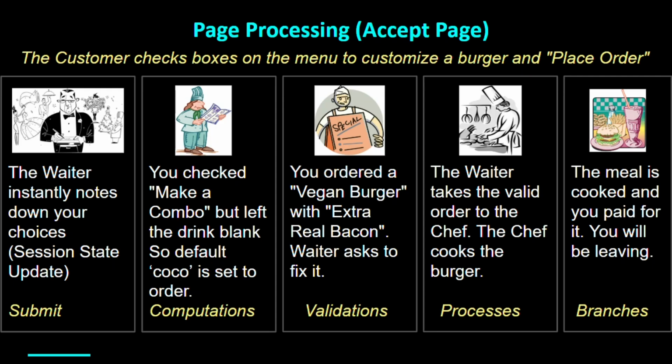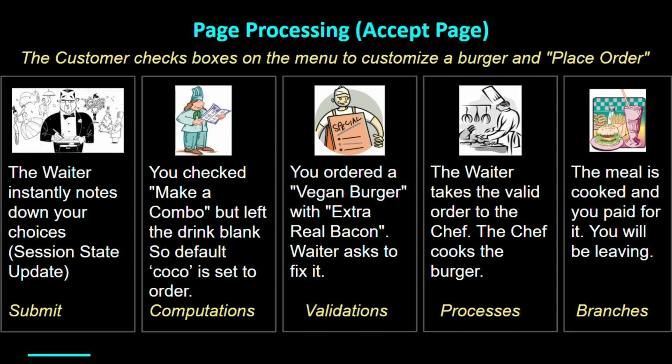The processing phase, the accept page phase: you check the boxes on the menu to customize your burger and place the order. You hand the menu back to the waiter. The waiter instantly notes down your choice. And this is the session state update.